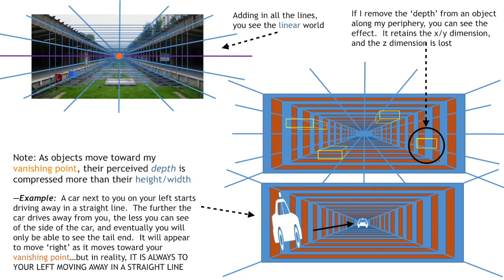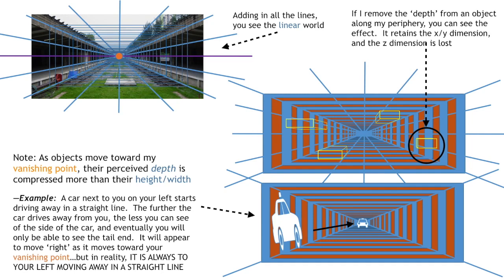So if I remove the depth from an object along my periphery, like I remove some of its z-axis component, you can see how it might look. It retains its XY dimension, and the z dimension is lost, let's say. So if we just removed more and more of the depth of the object, essentially it just looks like a rectangle again.